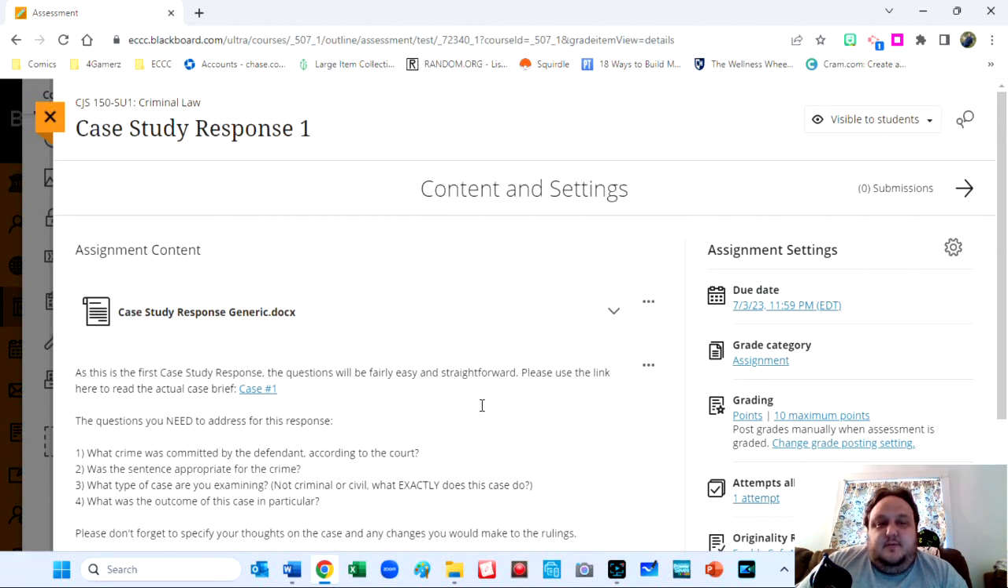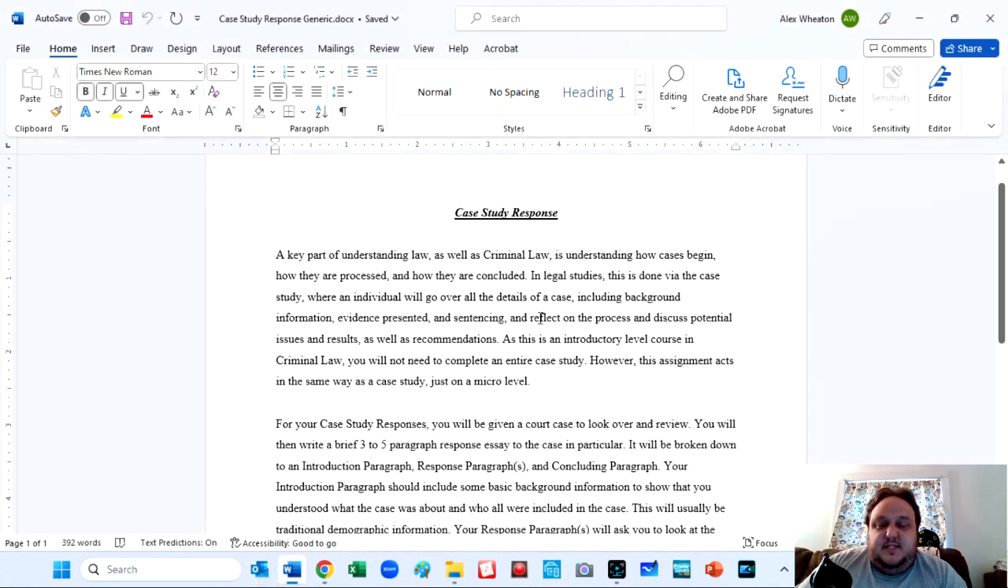All right, so let's talk briefly about the case study responses. This way, hopefully, it clarifies any questions you might have. One key part to understanding law is understanding case studies, looking at how cases begin, how they're processed, how they're concluded, how verdicts are reached, things of that nature. So, in legal studies, this is done through a case study.